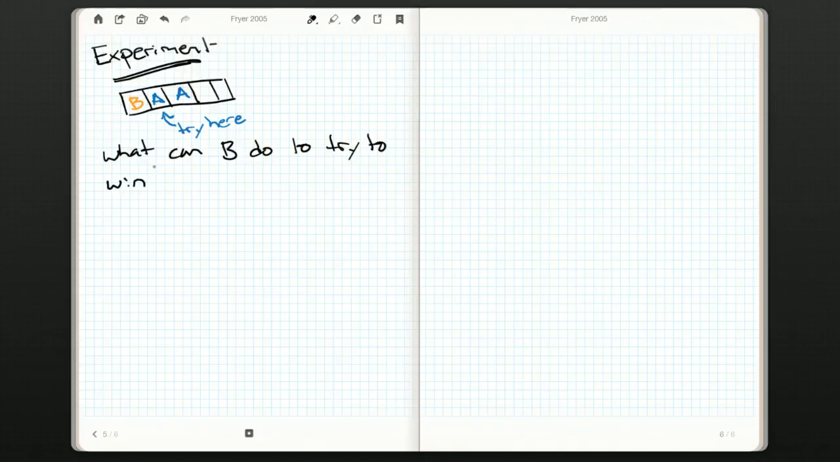So we're guessing that the A goes there. So what can Bharati do to try and win? We have to put ourselves in the mindset of Bharati and ask, okay, how can I try and win from here? And if we remember the rules of the game, we remember that we can fill in 2 adjacent empty spots.